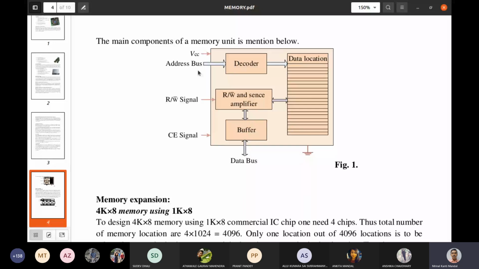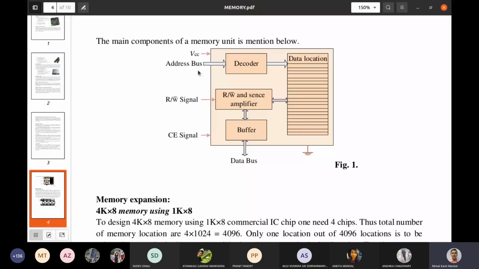Another type of signal is the CE signal, that is the chip enable signal. If you want to expand the memory, then which IC or which chip will be enabled for reading or writing? At a time, all the chips will not be enabled for reading or writing. So which chip will be responsible for reading or writing the information can be determined by the chip enable signal.